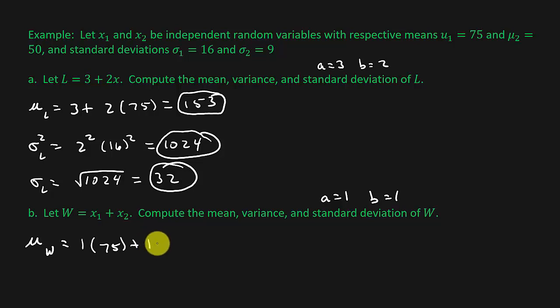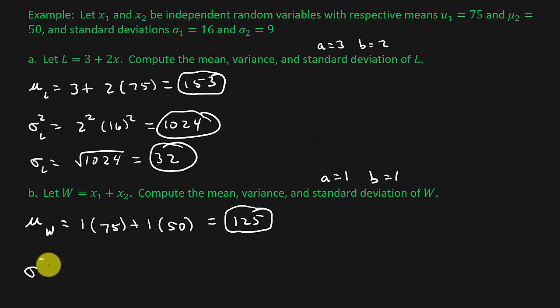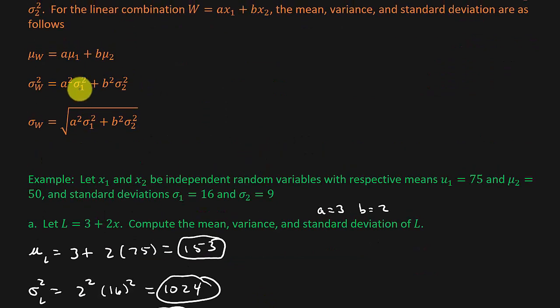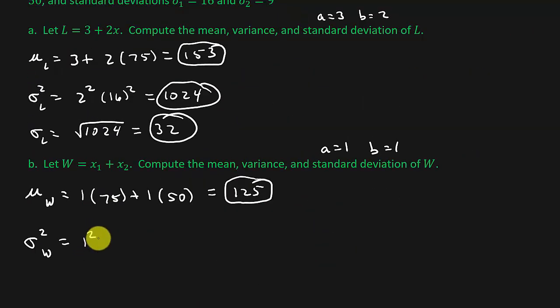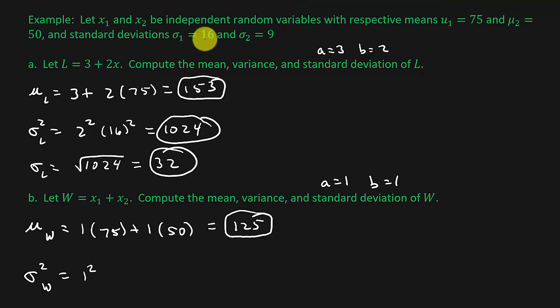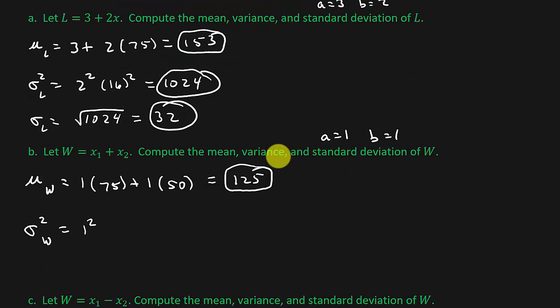And now what about the standard deviation? Not the standard deviation, but the variance. So the variance, what is that? That's A squared sigma 1 squared plus B squared sigma 2 squared. So A squared times sigma 1 squared, that's 1 squared times 16 squared, plus B squared, that's 1 squared, times sigma 2 squared. What's sigma 2? That's 9, so times 9 squared. And that is equal to 337.